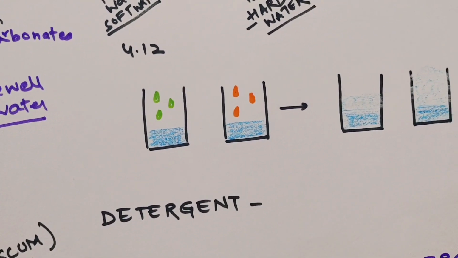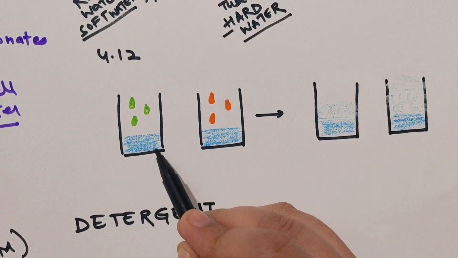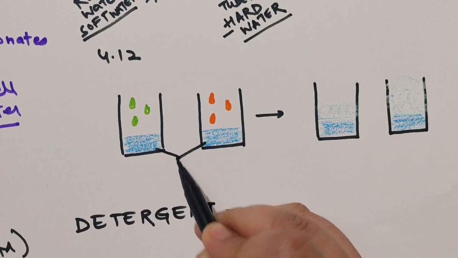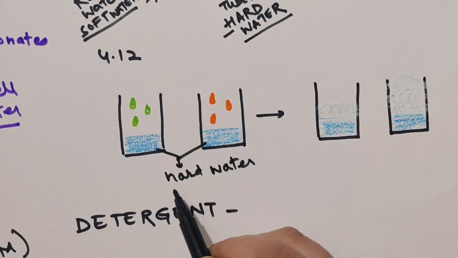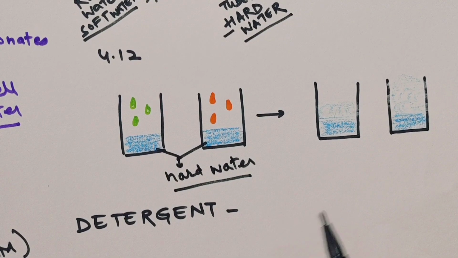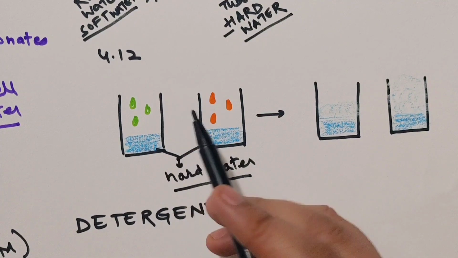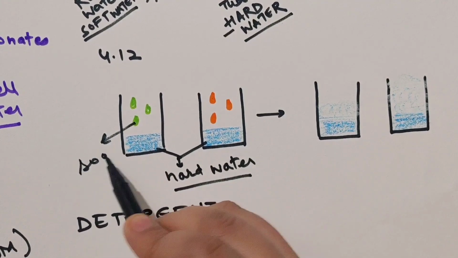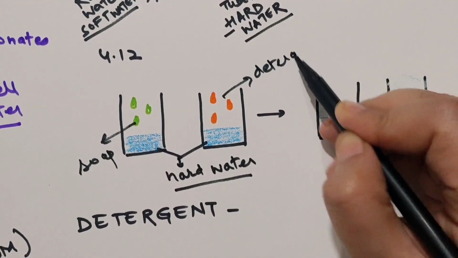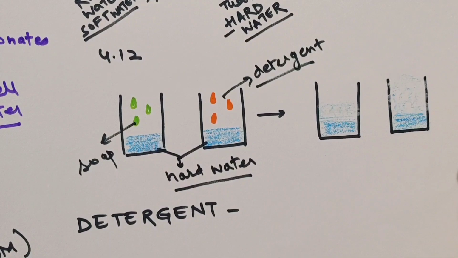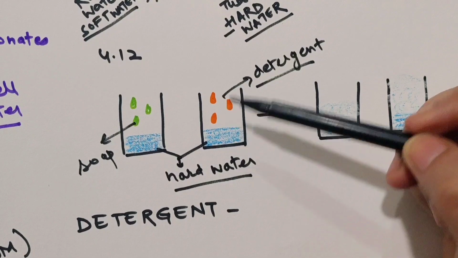Here we have activity 4.12. Now in this activity we have taken again the same amount of water, but this time the water quality is the same. It's both hard water. Okay, but this time we have added different things into it. In one case we have added soap, and in this case we have added detergent. And then we did the same procedure. We shook both test tubes an equal number of times.